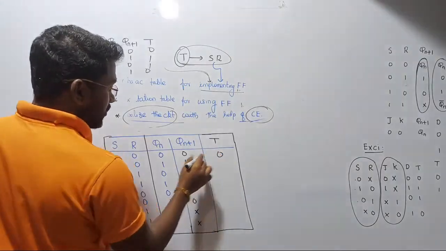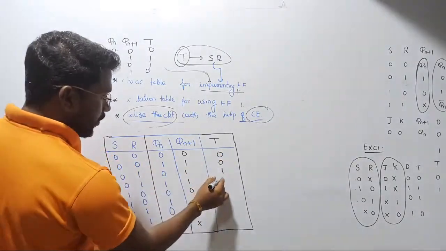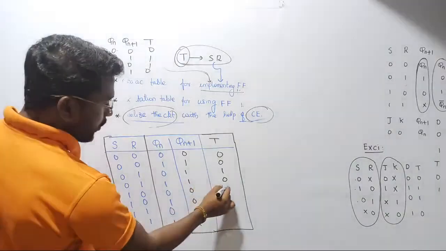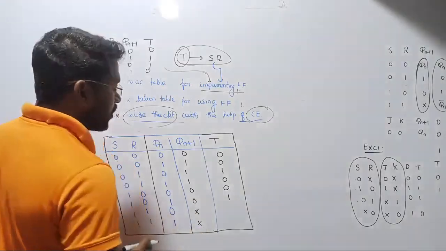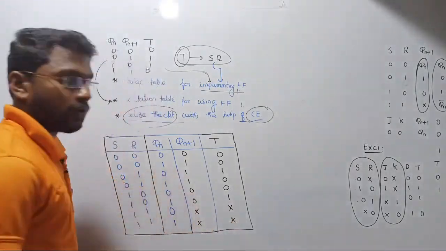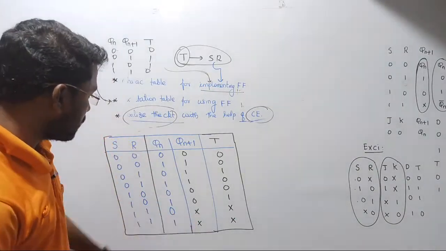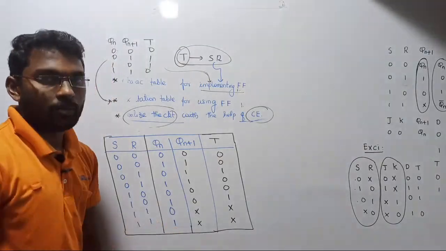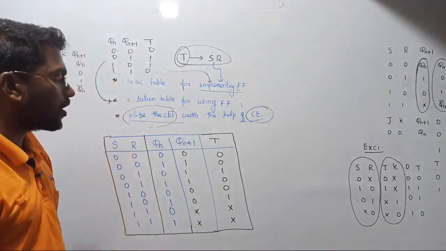For 0, 0 we are getting 0, for 0, 1 we are going to get 1, for 1, 1 we are going to get 0, for 0, 0 we are going to get 0, for 1, 0 we are going to get 1. See there, this is called don't care. If it is don't care, then here also we will have to place don't care, because your outputs are unpredictable. You cannot do anything with this, right? So this is going to be the excitation table of your T flip-flop.